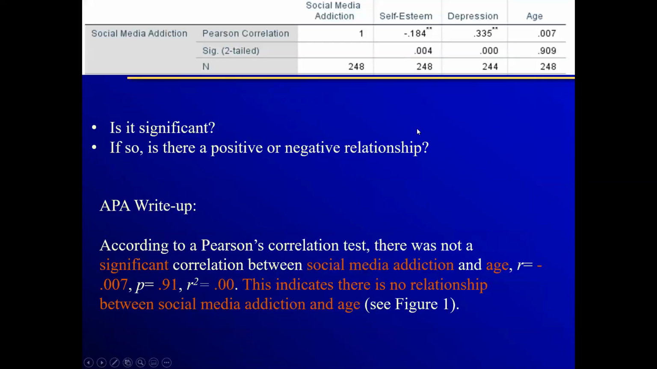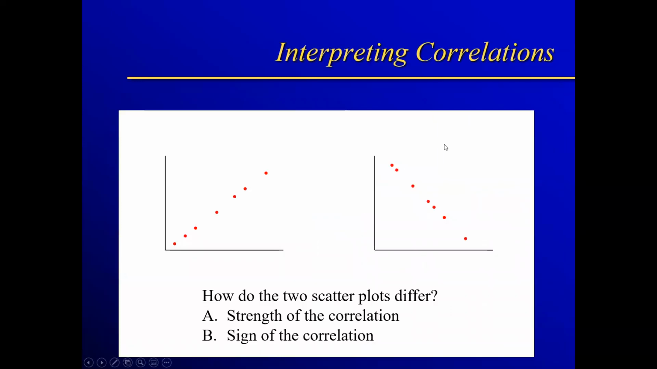Once again, here are the outputs. All right. So in the chat, tell me, is it A or B? How do these two scatter plots differ? Do they differ in the strength of the correlation, or do they differ in the sign of the correlation? And the sign of the correlation, once again, is just positive or negative. So is it A or B? Good job. Everyone so far has been saying B.